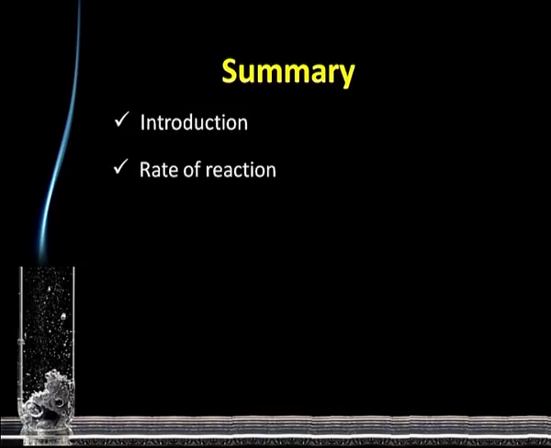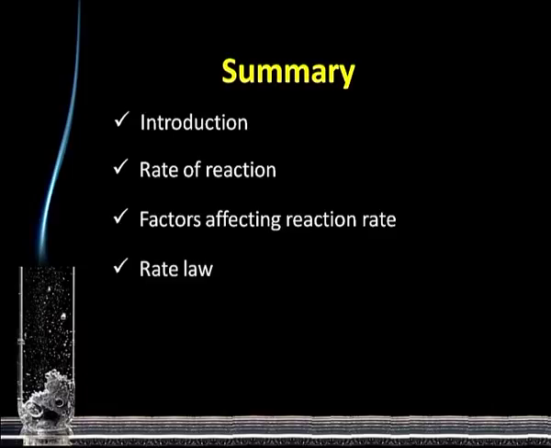Let me summarize what we have seen today. I introduced you to the branch of physical chemistry known as chemical kinetics, an important branch where we study the rates of chemical reactions, which are industrially important. So rate of reaction, how it changes with concentration, that we have seen. There are several factors affecting reaction rates. We have discussed these factors. And finally, we arrived at rate law that relates the rate of reaction with the concentration.